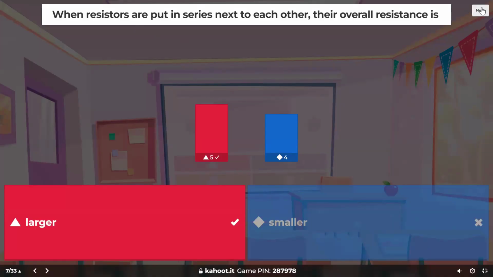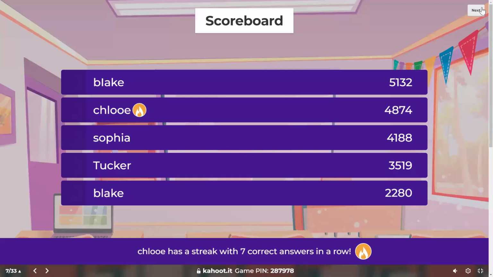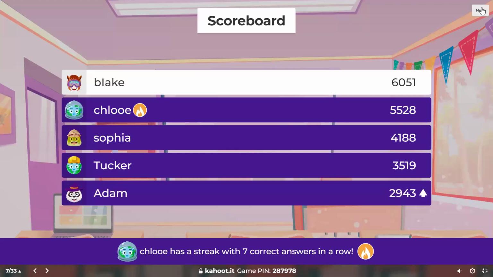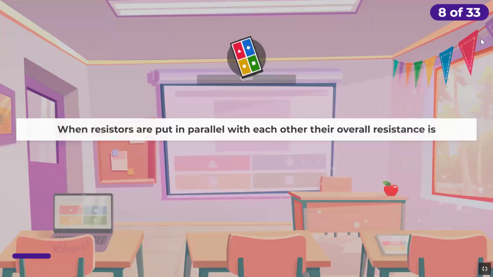Do you have any questions on that one or any of these? If you have any questions, let me know. All right, Adam, top 5. Tucker, Sophia, Chloe on fire. Blake still in the lead.